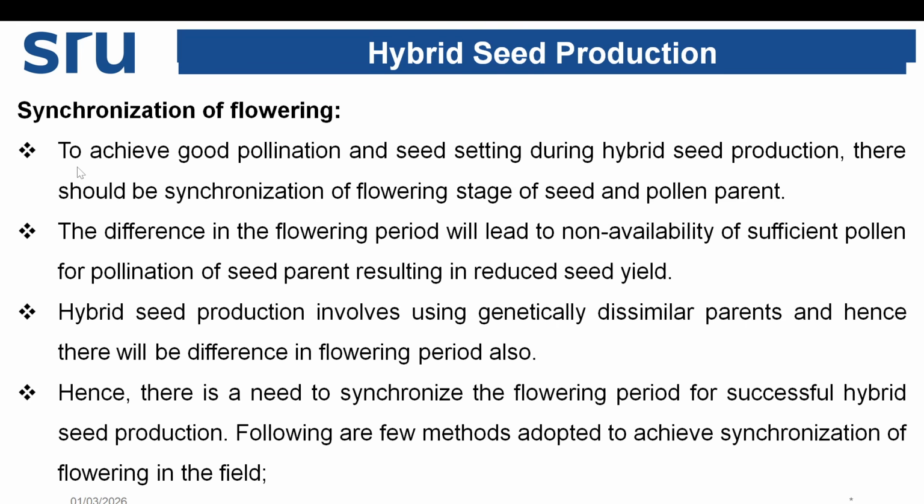Synchronization of flowering. To achieve good pollination and seed setting during hybrid seed production, there should be synchronization of flowering stage of seed and pollen parents. The difference in the flowering period will lead to non-availability of sufficient pollen for pollination of seed parent, resulting in reduced seed yield. Hybrid seed production involves using genetically dissimilar parents, and hence there will be a difference in flowering period also. Hence, there is a need to synchronize the flowering period for successful hybrid seed production. Following are the methods adapted to achieve the synchronization.